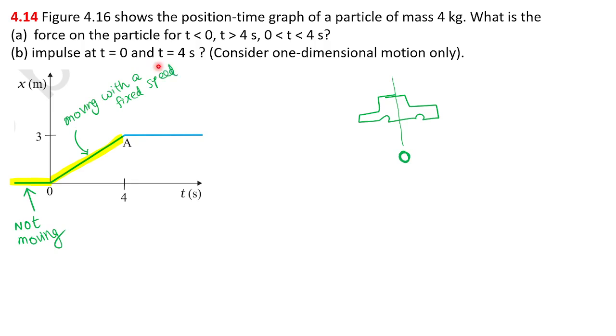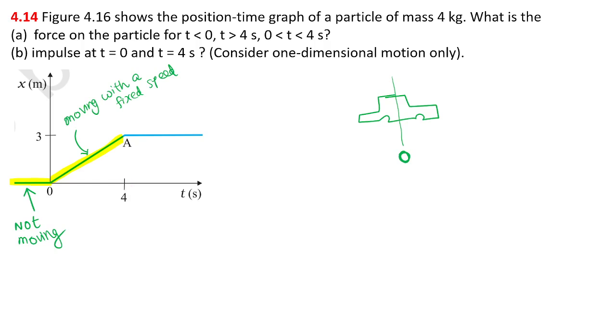I think Rakshana, you did not attend the class, but don't worry. I will arrange a separate class for you. For the time being, just keep in your mind that the position time graph will be a straight line if the speed is fixed. For a fixed velocity, the position time graph will be a straight line. For the time being, please memorize that. So the car is moving with a fixed velocity till 4 seconds.